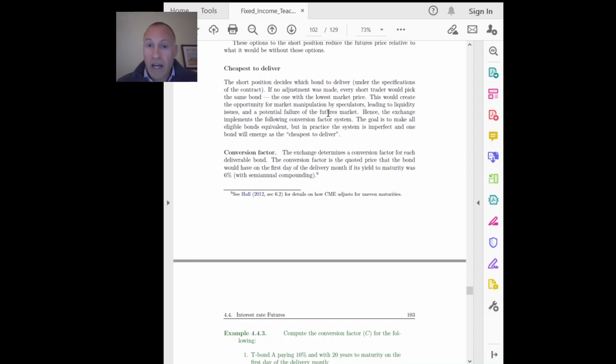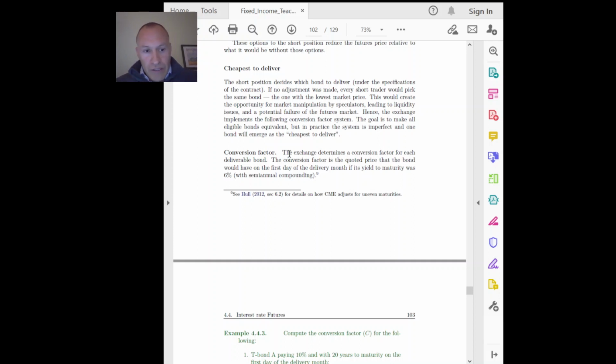Okay, however, this system will not be perfect, and the bonds will not be exactly equivalent. So they will become almost equivalent, but not exactly equivalent. There will be one that will be slightly less costly to deliver, and still there will be one bond that will be the cheapest to deliver. So it's a system that solves the problem for the most part, but not fully. Okay, so let's see how that system works.